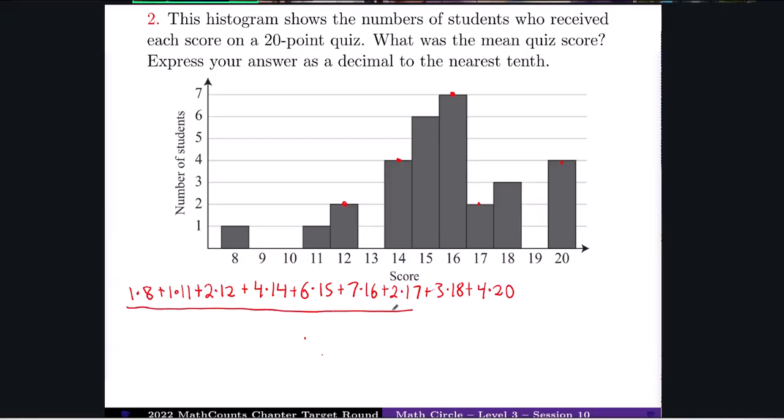Then you divide by the total number of students. What I have on the top is what I get when I add up all the scores of all the individual students. For instance, this bar being up here at 4 means that 4 of those students scored a 14. So then you have to divide by the number of students. Well, the number of students was 1 here, 1 here, 2 here, 4, 6, 7 here, another 2, another 3, and another 4.